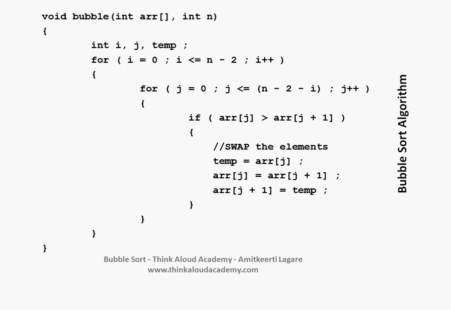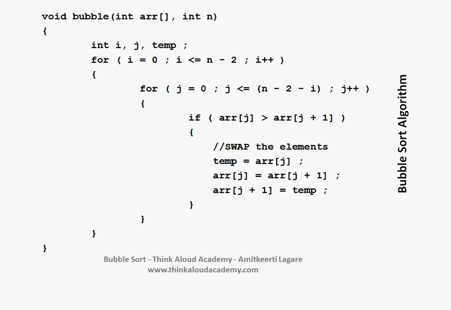So by doing so, the greater element starts moving to the right. As the for loop keeps increasing, the bigger of the two elements keeps shifting towards the right, and finally after, say, the first iteration, the biggest element would be on the right hand side. Now you also see that j goes from 0 to n minus 2 minus i.